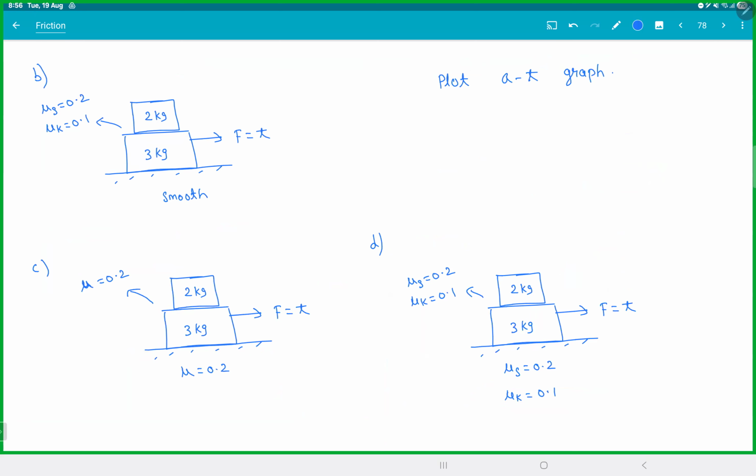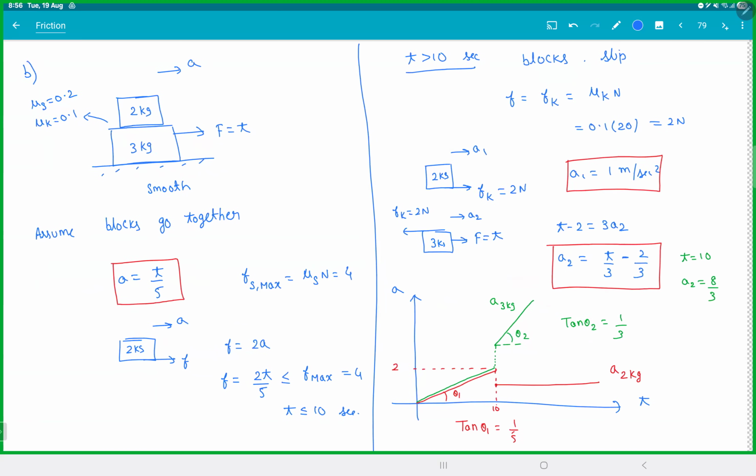So now try the third one. Idea is the same, but this time there's a friction on the ground also. So this is 0.2, 0.2. Others who want to go for the third part, you can go ahead. But others, please have a look at this page.